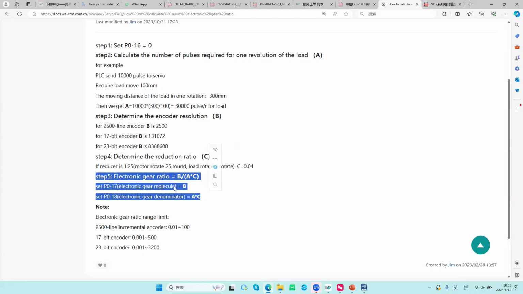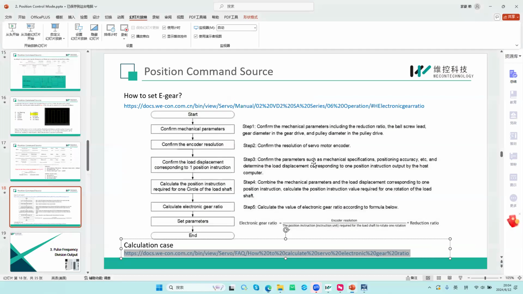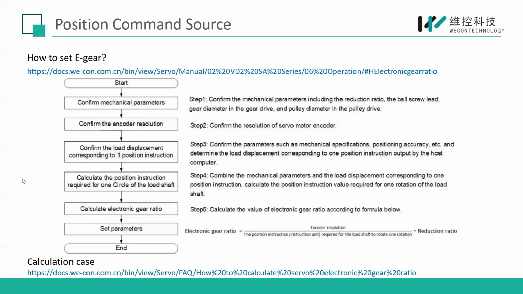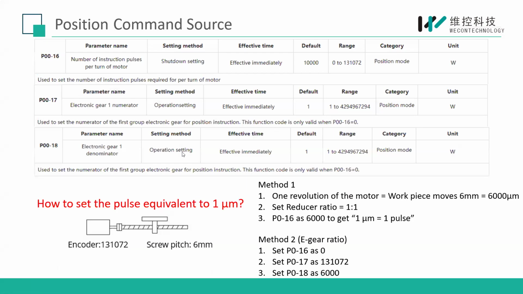At the same time, we will get how much our P0 and 70 and P0 and 80 are. We can set this one as B and set this one as this one. So these are the two ways to get this setting.